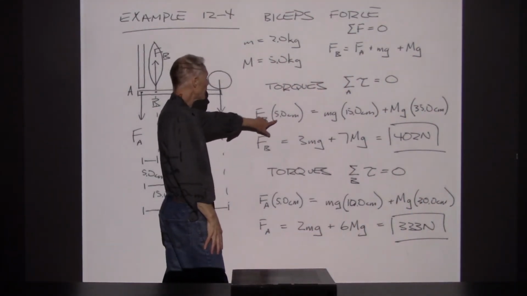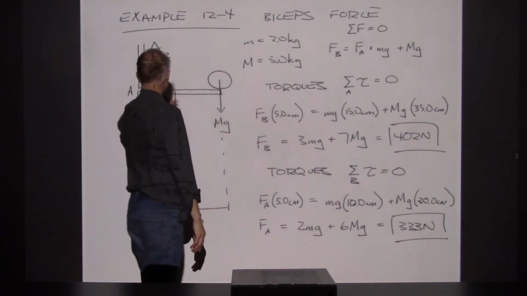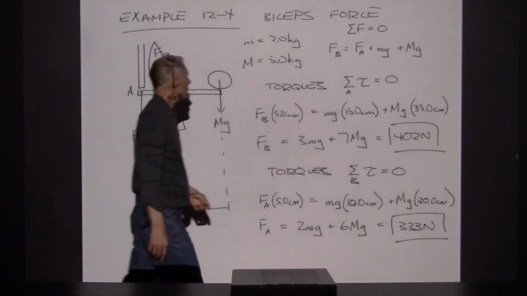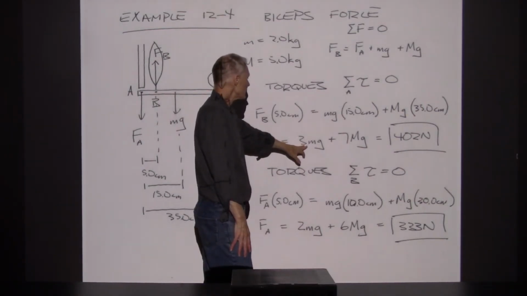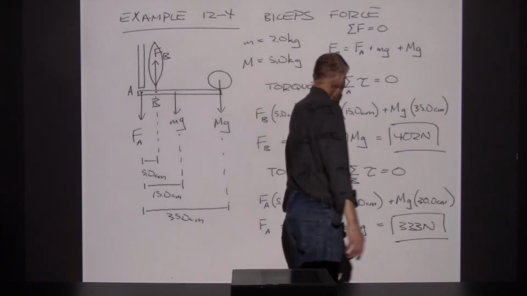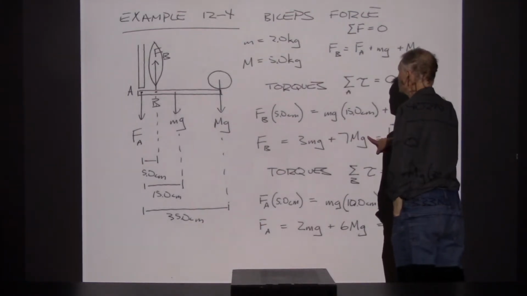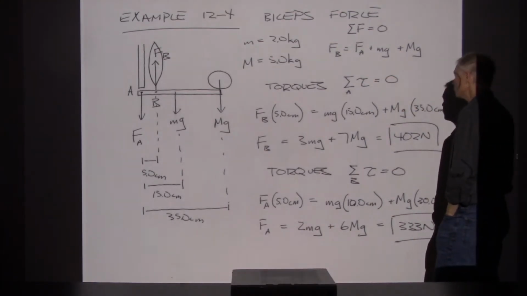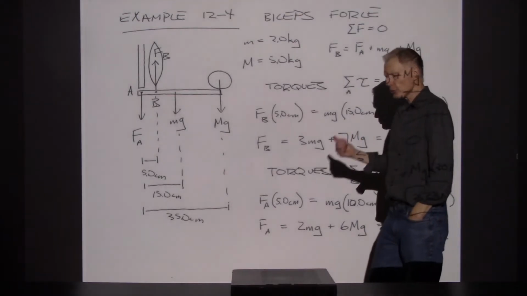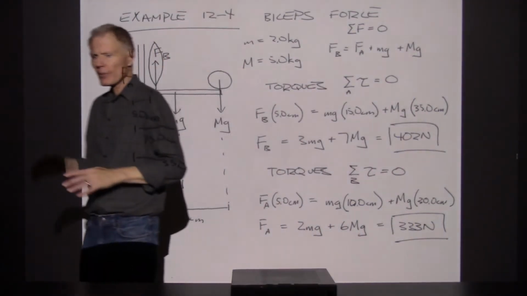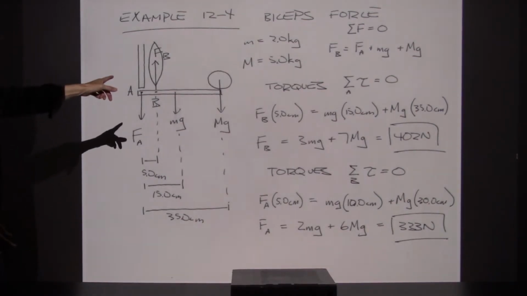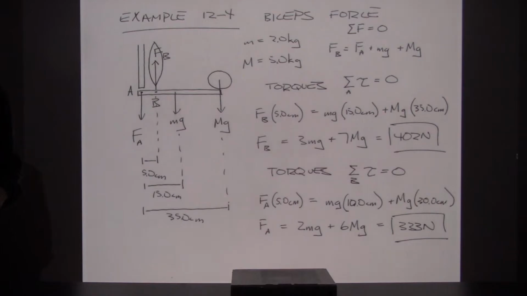We could go through and divide by 5, and it says that force B, the tension in the muscle in the bicep, needs to be 3 times mg plus 7 times big mg. Putting all those numbers in, that works out to be 402 newtons. So the muscle actually has a tension that is many times more than the gravitational forces that we're dealing with. And that's because it has a smaller lever distance.